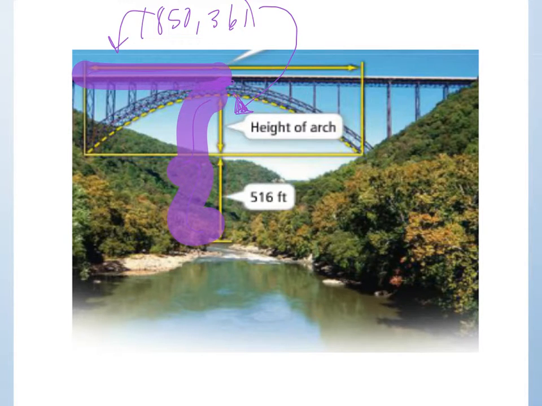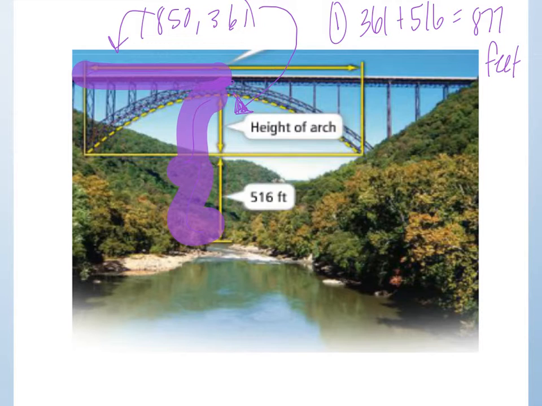So to find the height from the top of the arch down to the bottom of the arch, I would take the 361 plus the 516. So to answer the first question, 361 plus 516 will give me 877, or about 877 feet. So that's how tall the bridge is from the vertex down to the river.